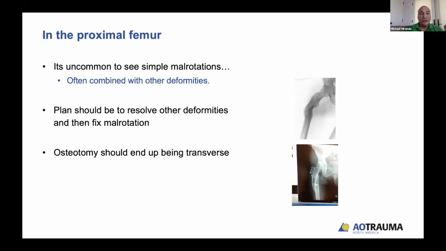And so your plan should be to resolve the other deformities and then address malrotation. As a result, you need to have an osteotomy that ends up being transverse. That's the way to simplify it. There are complex single plane osteotomies which can be created and determined mathematically. I find that process burdensome and very, very challenging. Frankly, I just don't think I have the cortex, the cerebral cortex, to accommodate it. And so I break it down to the simple planes and fix it that way.